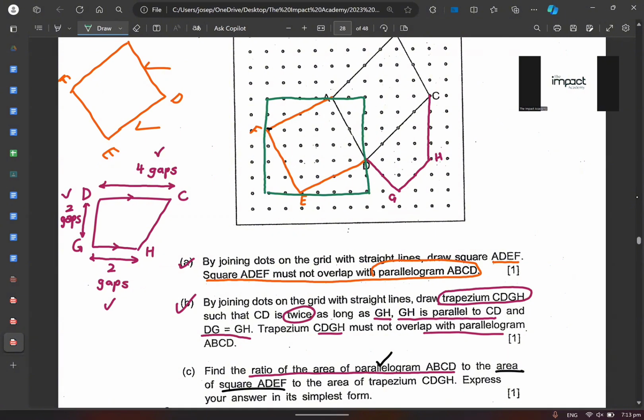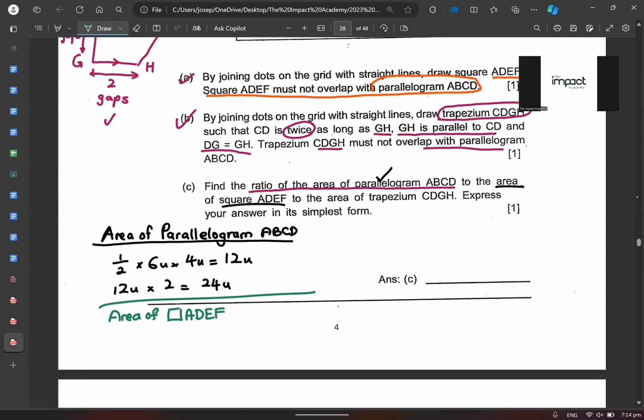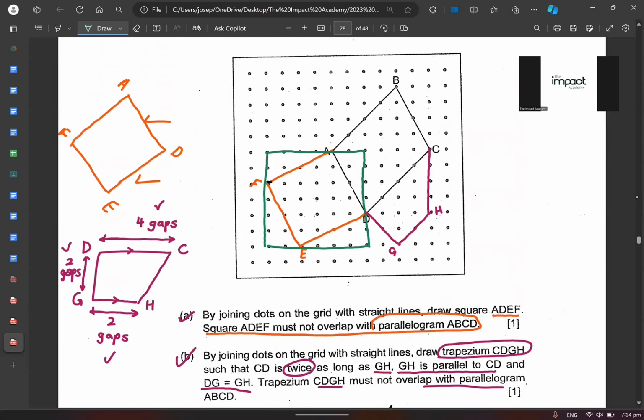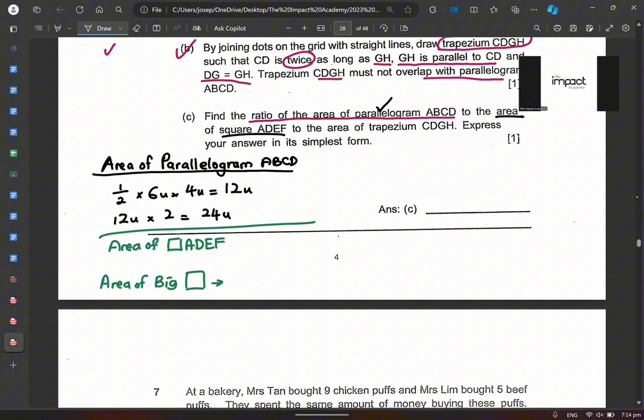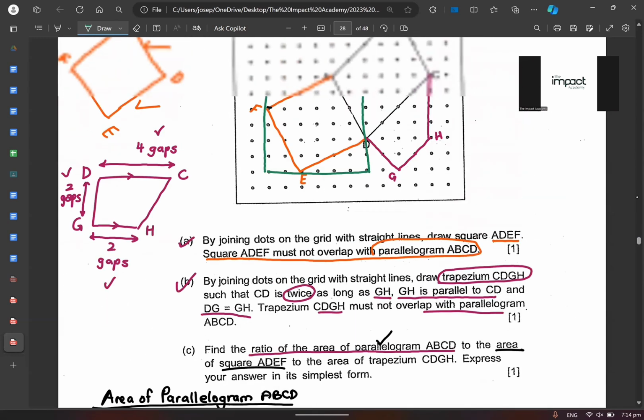7 or 6? I always go with the gaps, right? Who cares about the dots? So over here, the area of the big square will then be, what is it going to be? 1, 2, 3, 4, 5, 6. So it's basically 6 units times 6 units. That gives you how much? 36 units. Am I making sense here? Okay, so that's the area of the big square.